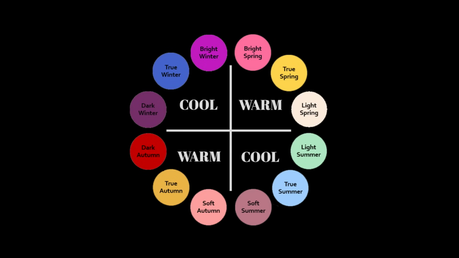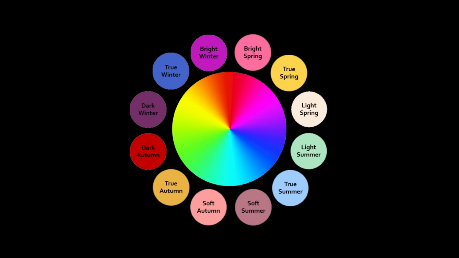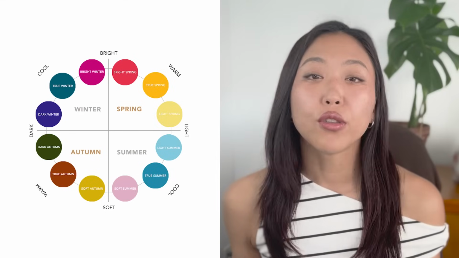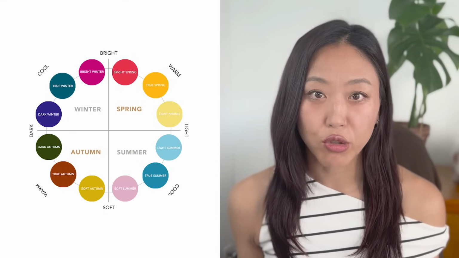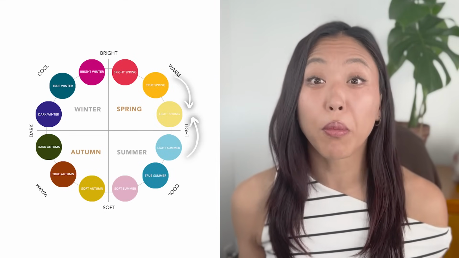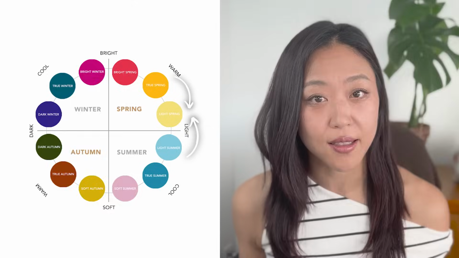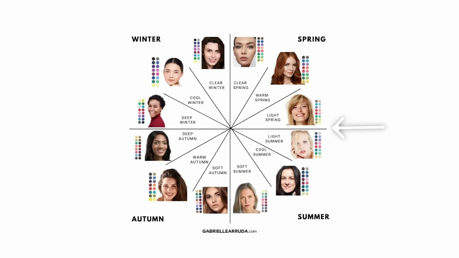So on the wheel of the 12 color seasons, light spring and light summer are on the far right side of the wheel, whereas the soft seasons, soft autumn and soft summer, are on the bottom. And in my previous videos, I've always talked about how the color season wheel shouldn't really be viewed as distinct groups of colors, but rather as a spectrum. So depending on where exactly you sit on the spectrum of the color seasons, you might be able to borrow some colors from your adjacent seasons. For example, if you sit close to the middle of the spectrum between light spring and light summer, that means you're not really sensitive to the temperature of colors, and you might be able to wear colors from both seasons.